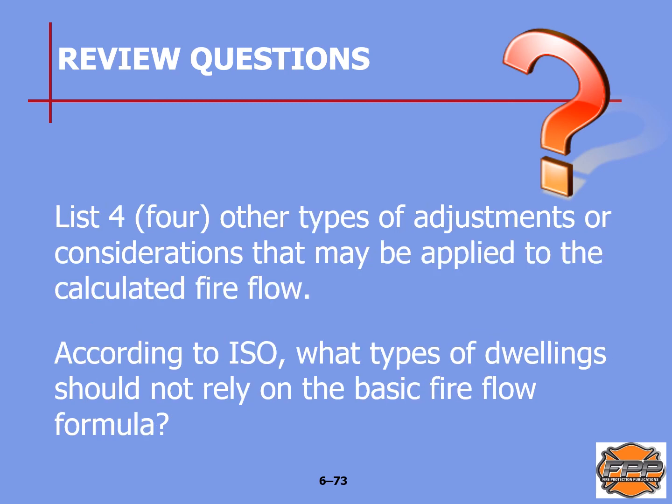2 more questions. List 4 other types of adjustments or considerations that may be applied to the calculated fire flow. That is page 108 of your text. And according to ISO, what types of dwellings should not rely on the basic fire flow formula? That will be on pages 108 and 109 of your text.